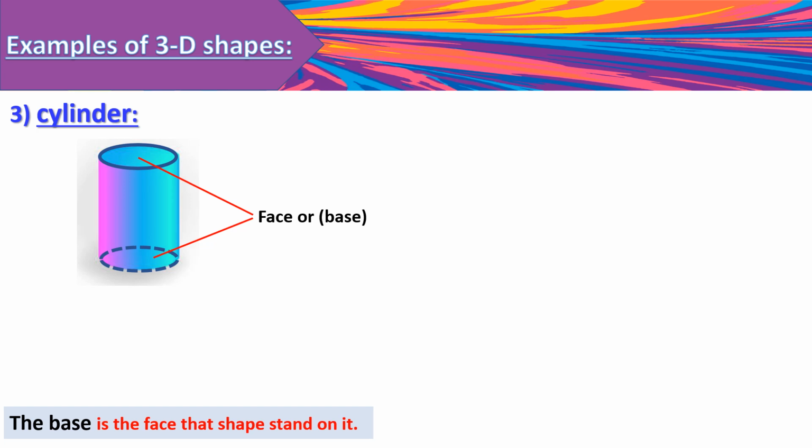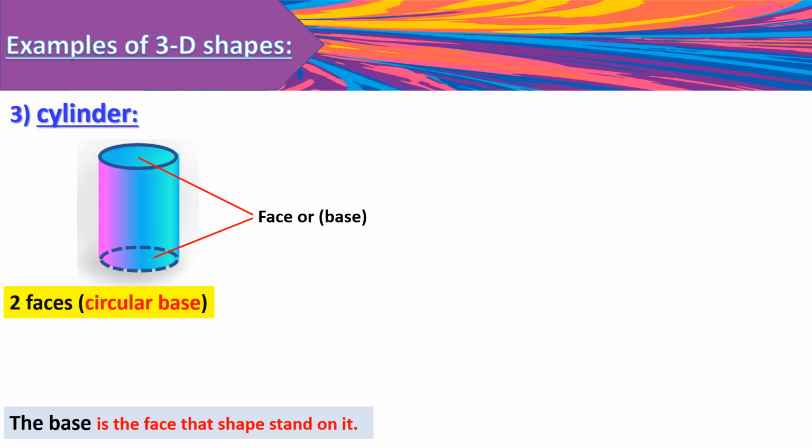bases. Do we have any vertices here? Any corners? No, we don't have any corners here. Do we have any edges here? No, we said that edge is the line where faces meet. Do we have any faces that can meet here? No, they are two apart. They are far from each other.